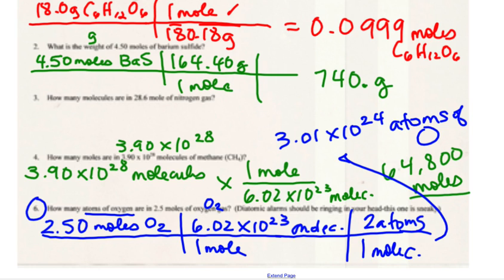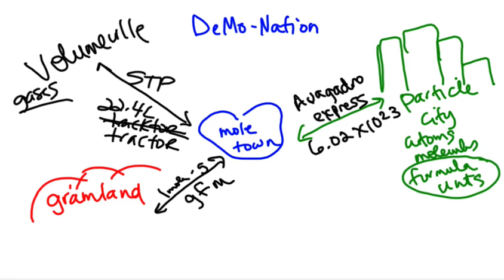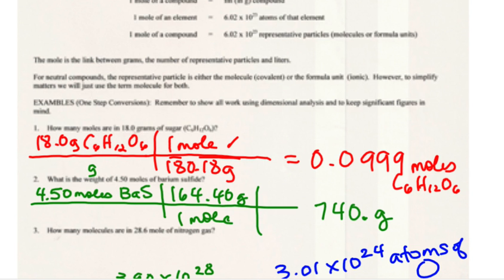Okay, good. Y'all ready for the 2-step problems? Not much harder, but now we're going to always go through mole town. I didn't mention that earlier, but on the mole map, can I get from Gramland to Particle City without going through mole town? We always got to go through mole town. So let's go ahead and do some of these problems.